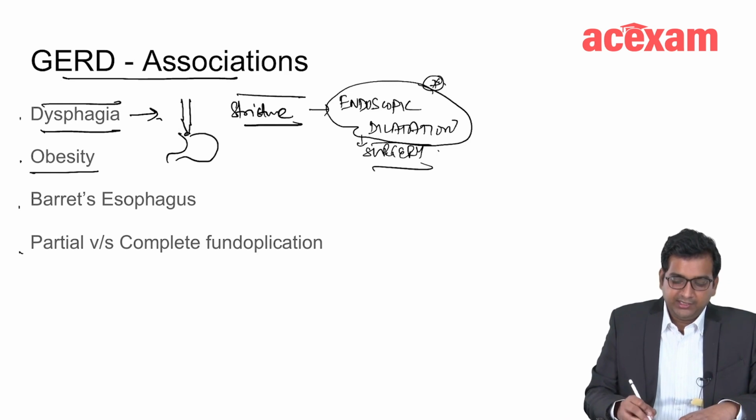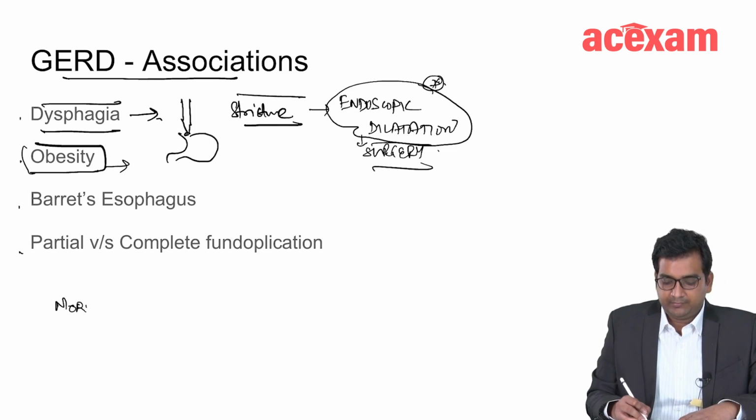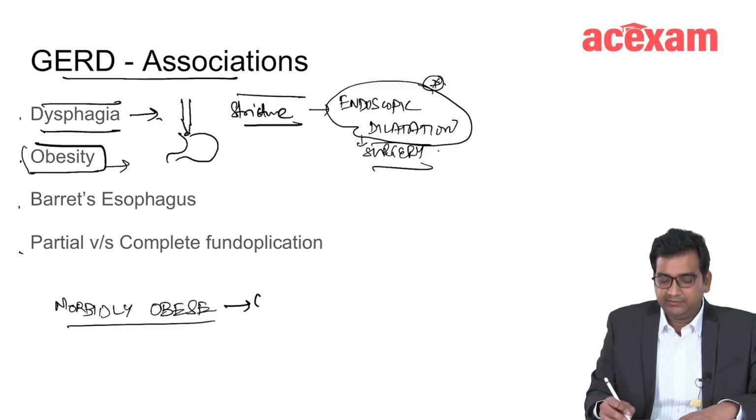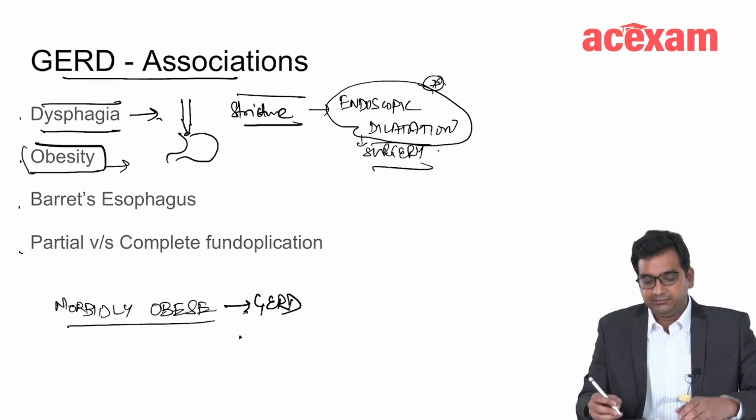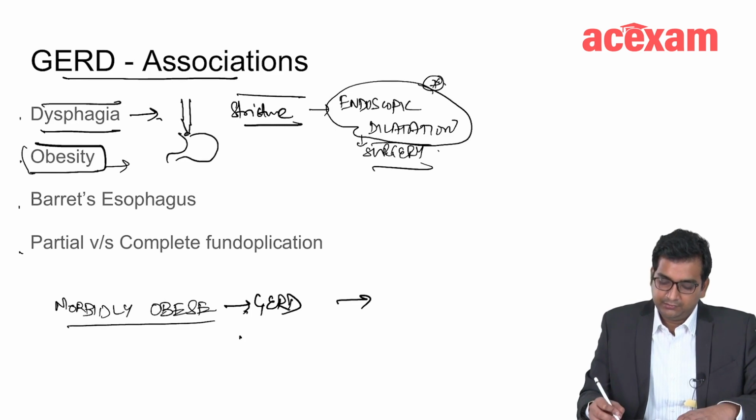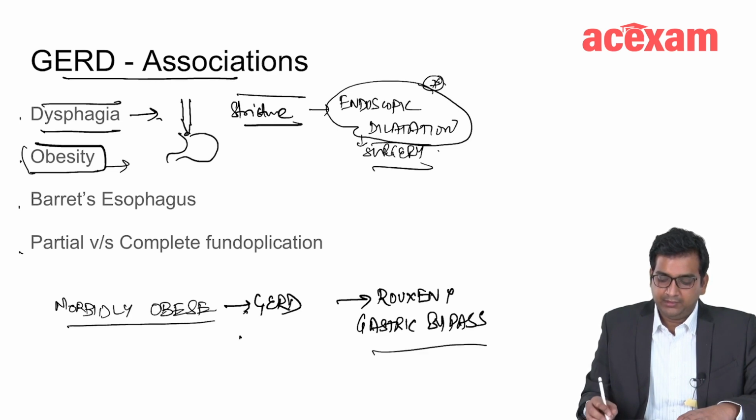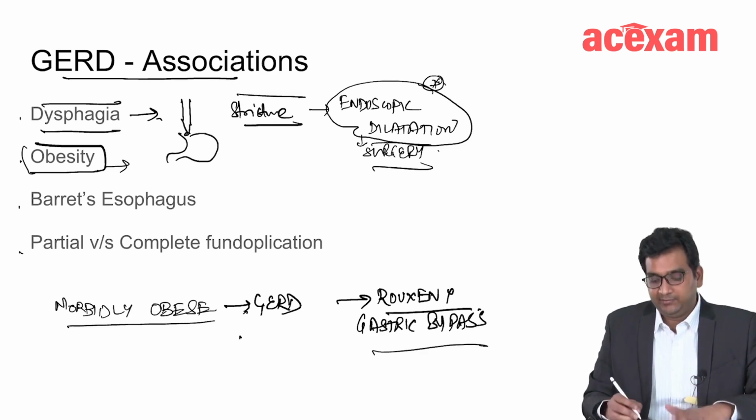Okay. Now, obesity in GERD. If a patient is morbidly obese, and along with that the patient is having GERD, the treatment of choice is Roux-en-Y gastric bypass. Not a sleeve gastrectomy. No sleeve gastrectomy.